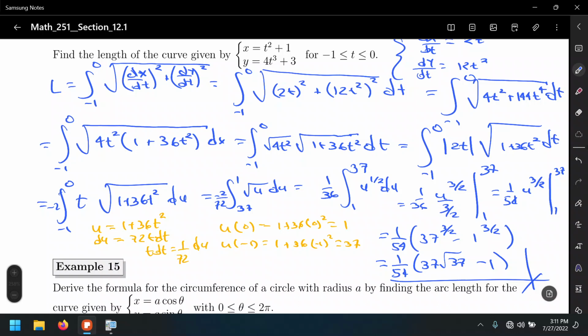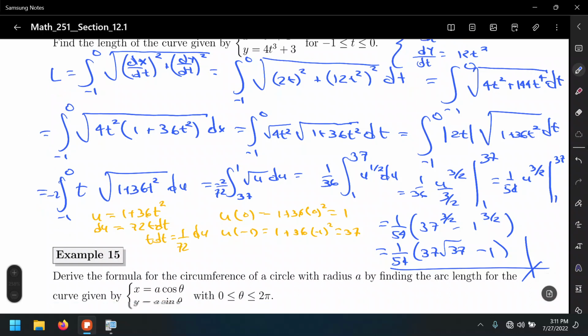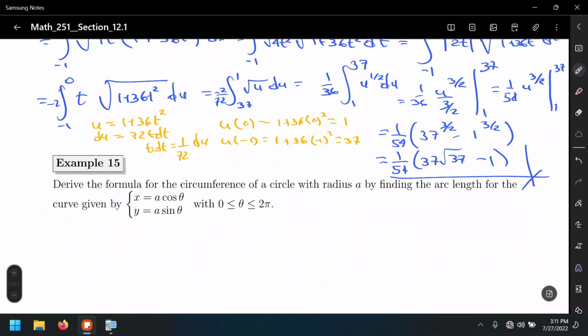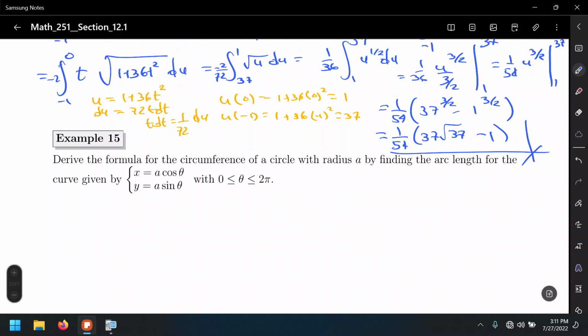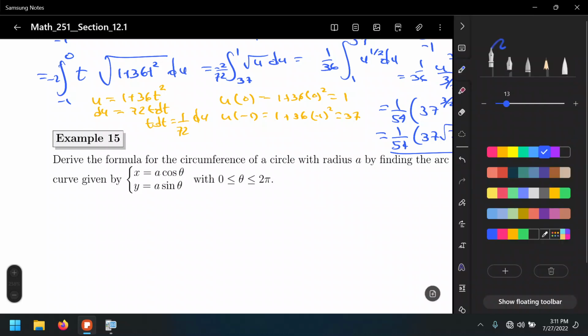For the next one, yes, we have time. It's not that long. Okay, so let's derive the formula for the circumference of a circle with radius a by finding the arc length. Well, number one, what's the formula for the circumference? Pi times the diameter. Pi times the diameter, yes.